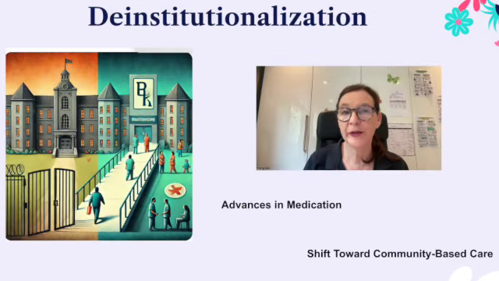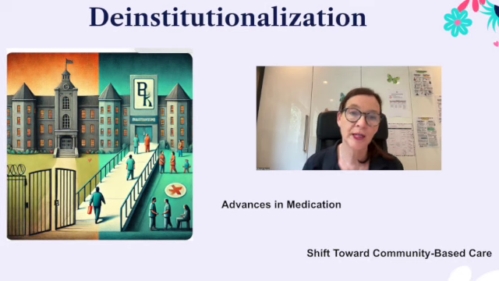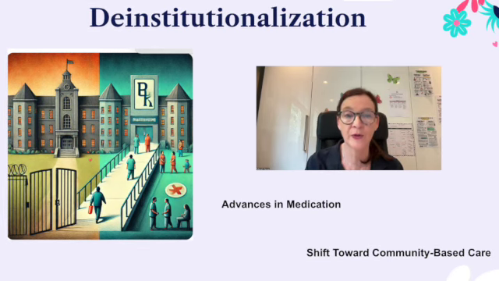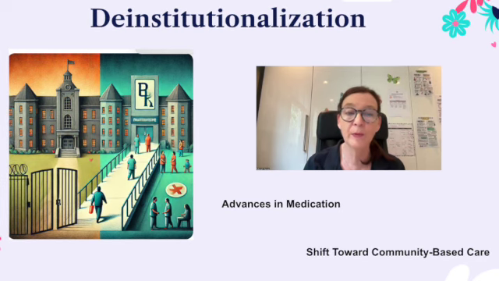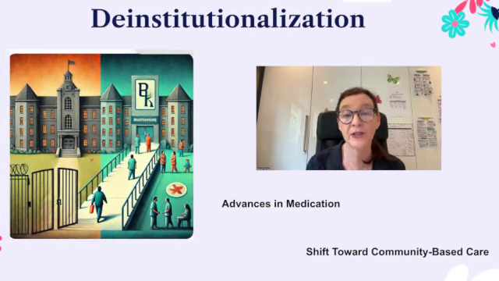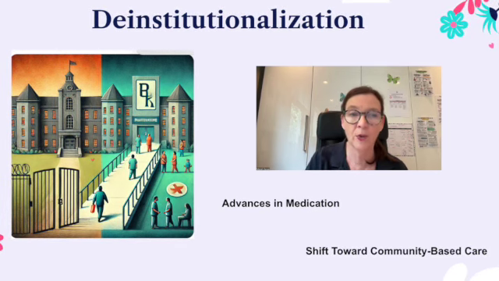Let's start by taking a look at a major turning point in the history of mental health care: deinstitutionalization. This movement began in the mid-20th century and dramatically changed how people with mental illnesses were treated. Deinstitutionalization is the process of releasing individuals from long-term psychiatric hospitals or asylums and shifting their care to community-based settings. It was driven by both medical advancements and changing societal attitudes towards mental illness and human rights. So let's look at some of the key points.